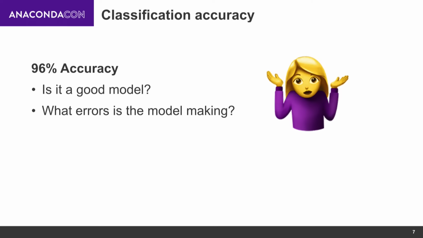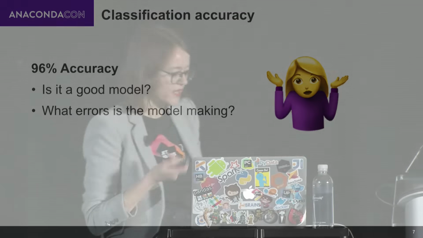So, 96% accuracy, is it good? We don't know. Is it a good model? Is it a bad model? If we don't know what our data looks like, we cannot say if it's a good number or not. And even if it was balanced data and we wanted to improve, from just this number we cannot know what errors the model is making, what to do with them, and how to improve.